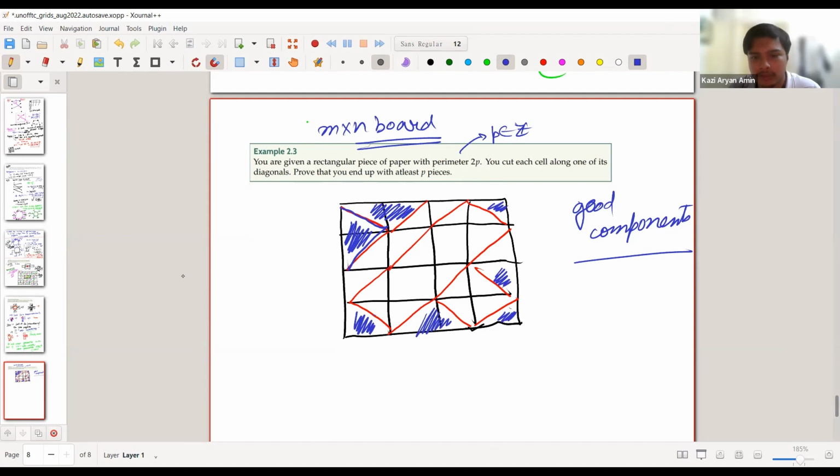I'm missing one. Are those all? Oh yes, of course. This one. So how many good components are there? 8, right?